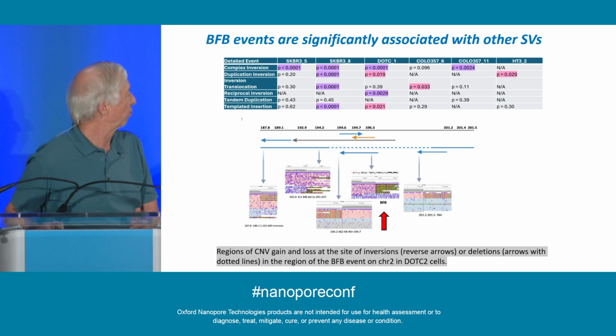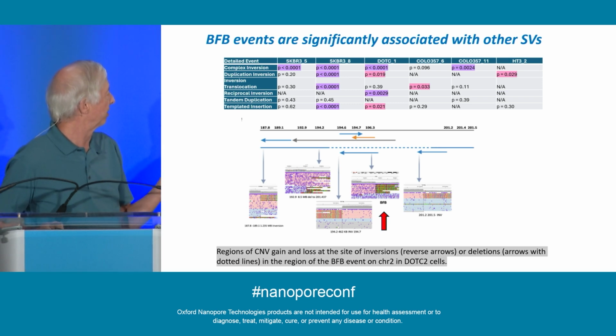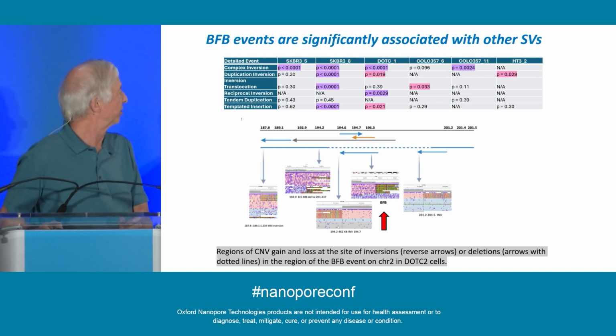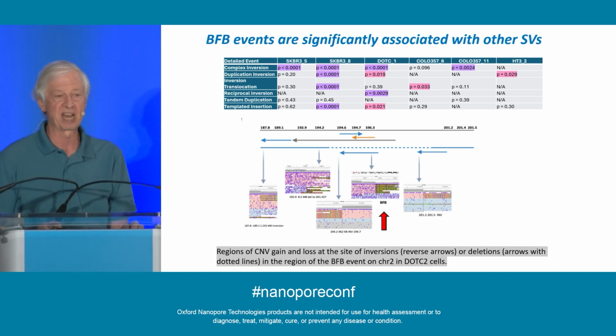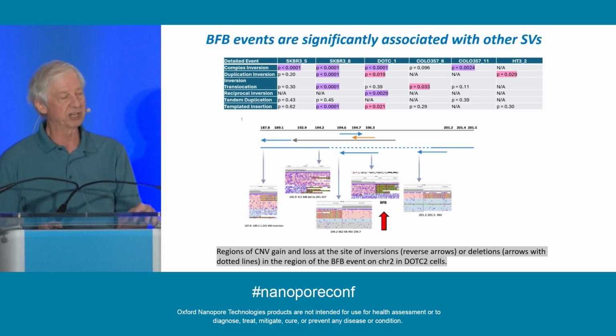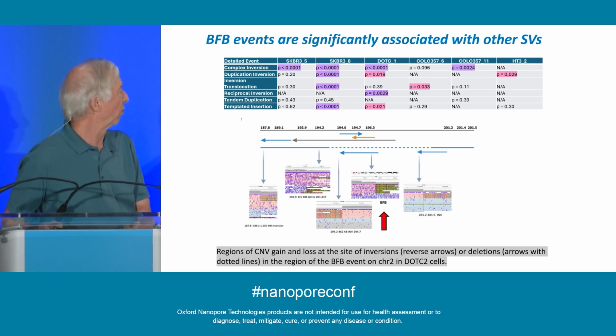So here's a case where there's BFB events shown in the middle there, and there are multiple inversions, deletions occurring in the same region. But obviously going to be a big challenge to figure out, do these all happen during the same crisis, or do these happen sequentially over time?